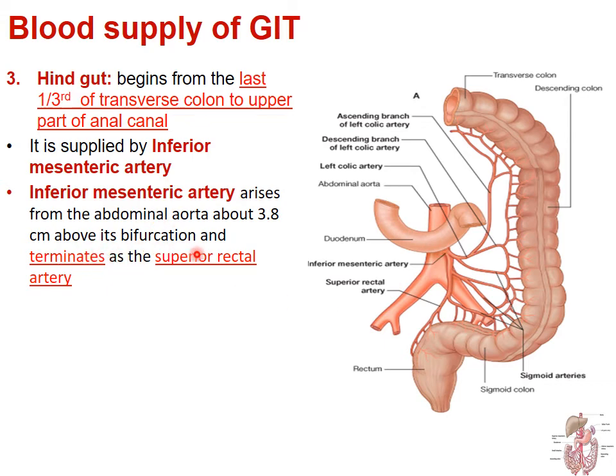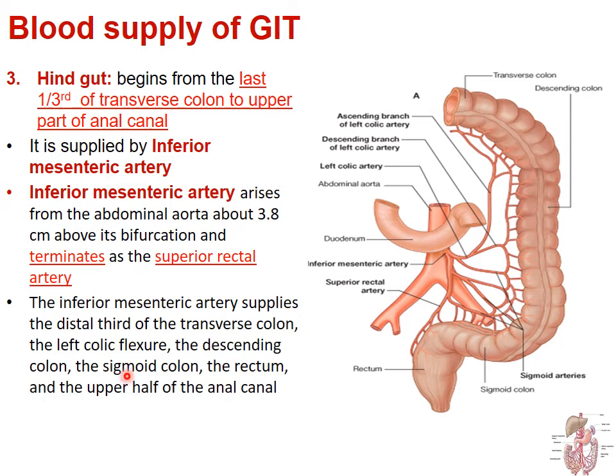So it terminates as the superior rectal artery. What is the last branch of the inferior mesenteric artery? This is the last branch. Where is this last branch going? To the anus, right? So the anus has got several arteries. The superior branch is coming as the last branch of the inferior mesenteric artery.